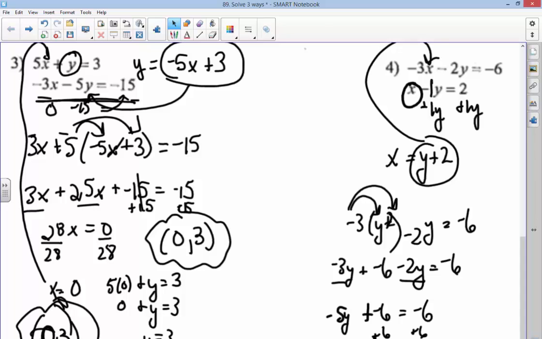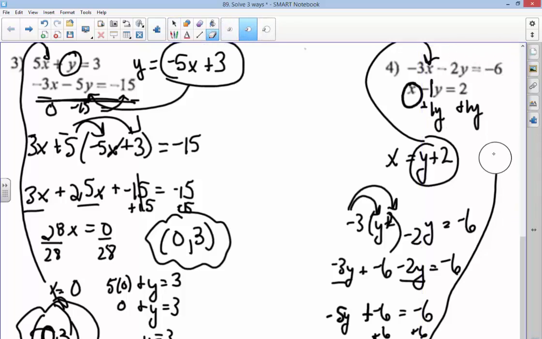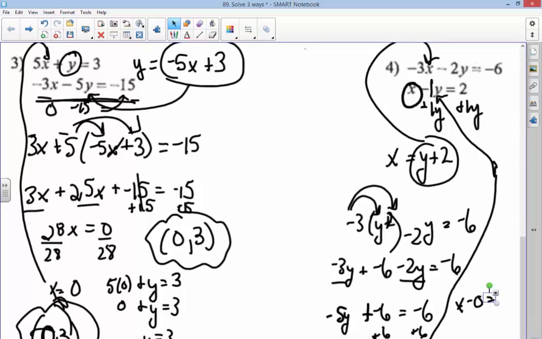Now if you plug that back into the initial, the bottom one seems a lot easier. I'm going to the bottom. I don't know why I drew the top. But another good way to see if it works is to plug it into both and see if you get the same answer. So x minus 0 equals 2. What's a 2? So x equals 2. So the ordered pair solution should be 2, 0.